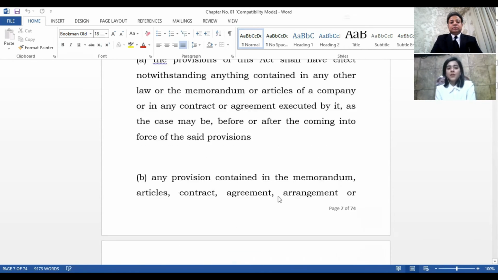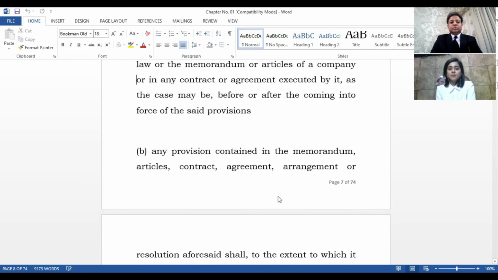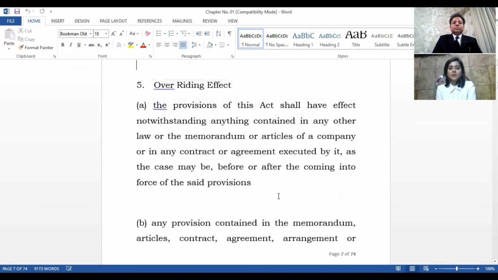Overriding effect. The provisions of this Act shall have effect notwithstanding anything contained in any other law or the memorandum or articles of a company or in any contract or agreement executed by it, as the case may be, before or after the coming into force of the said provisions. Right. Let's pause here first for the overriding effect.